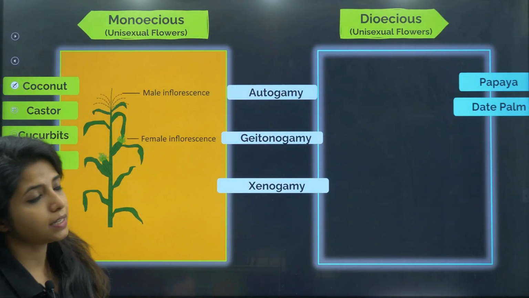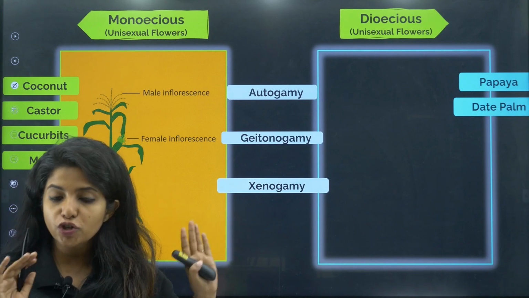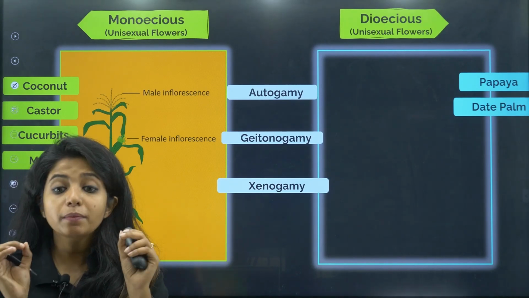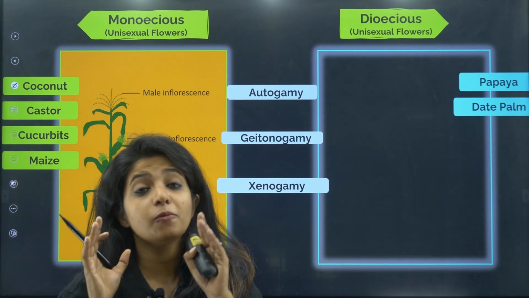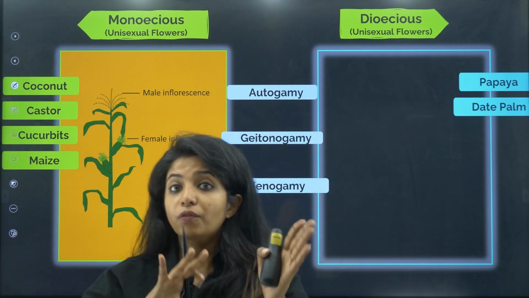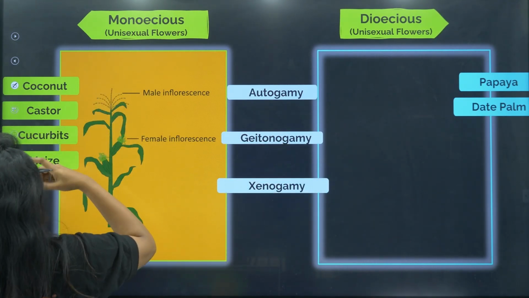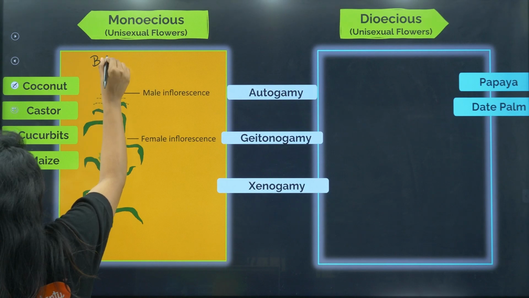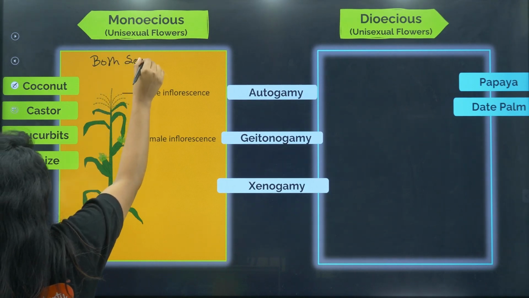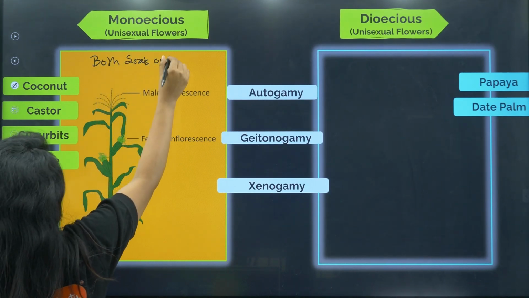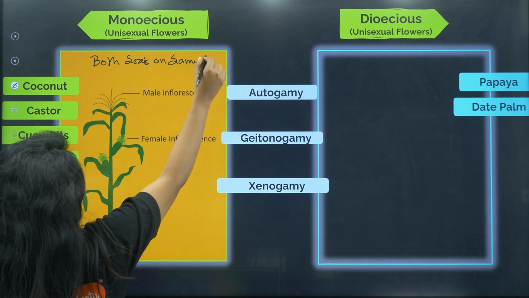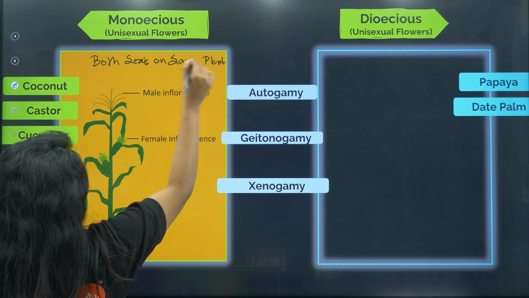Now, let us make things much clearer over here. Let's learn with examples. So, we have monoecious plant and we have dioecious plant. What do you mean by monoecious? Where both the sexes are present in the same plant, children. I will write it over here: both sexes on same plant.